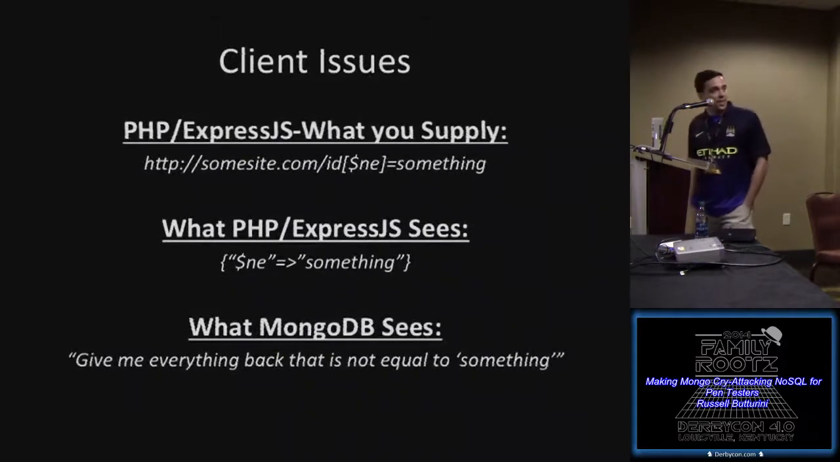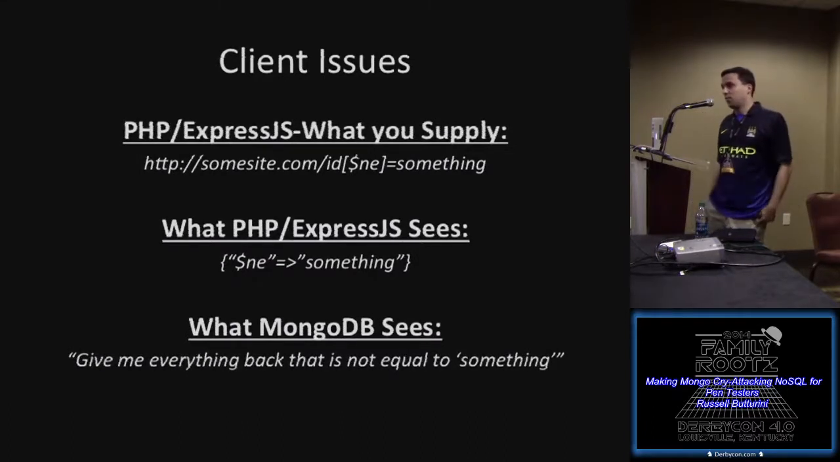Okay, then there's the client-side issue. Remember we talked about security going to drivers and the clients a little bit? PHP and ExpressJS have an interesting behavior, and there may be other things as well, where anything in square brackets gets turned into an associative array. An associative array is what the driver expects as input. So if we have a parameter name and we put $ne in square brackets, which is not equals, and some garbage value, PHP turns it into an associative array, feeds it back to the driver, and MongoDB sees, give me back everything that's not equal to that thing. So if we feed it garbage, that works. There's also another similar exploit using greater than, and we'll show you that.